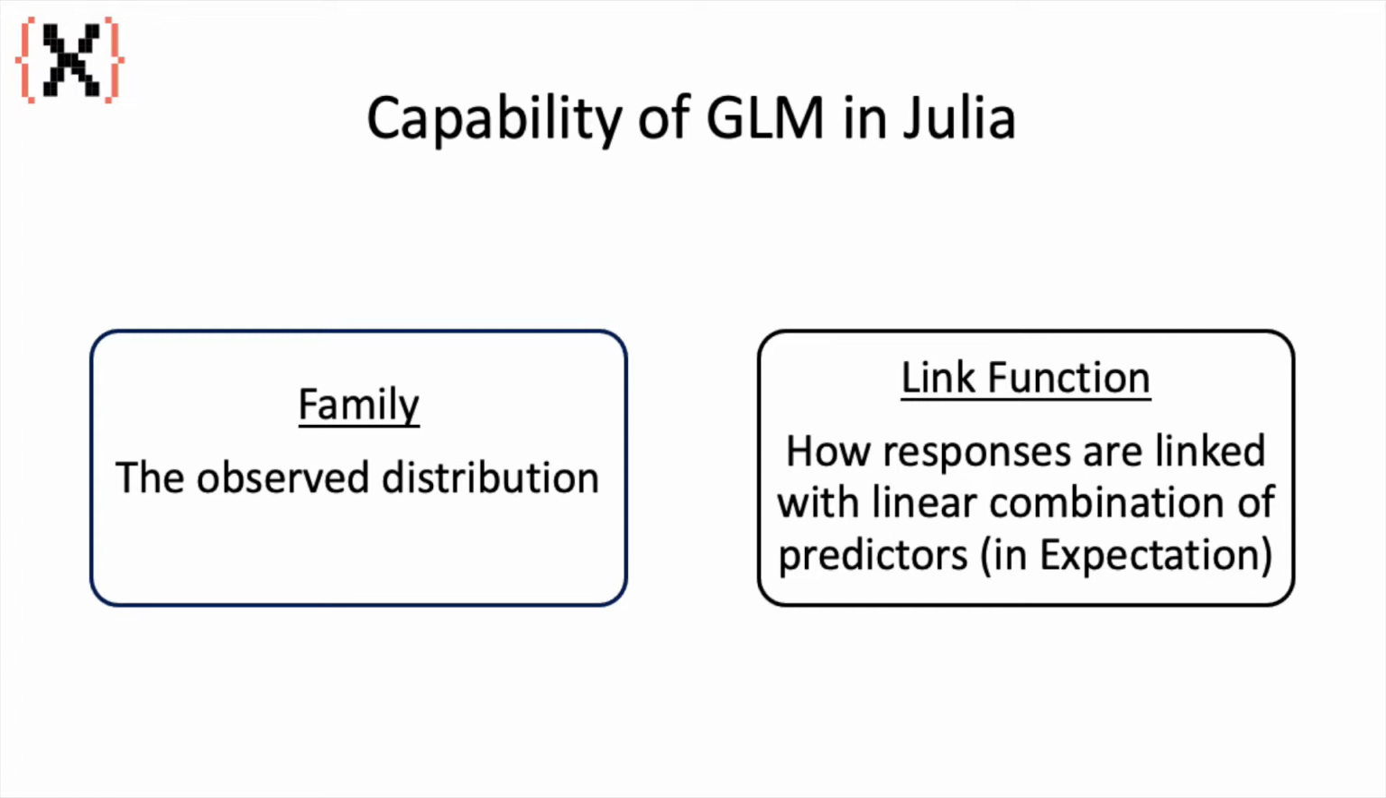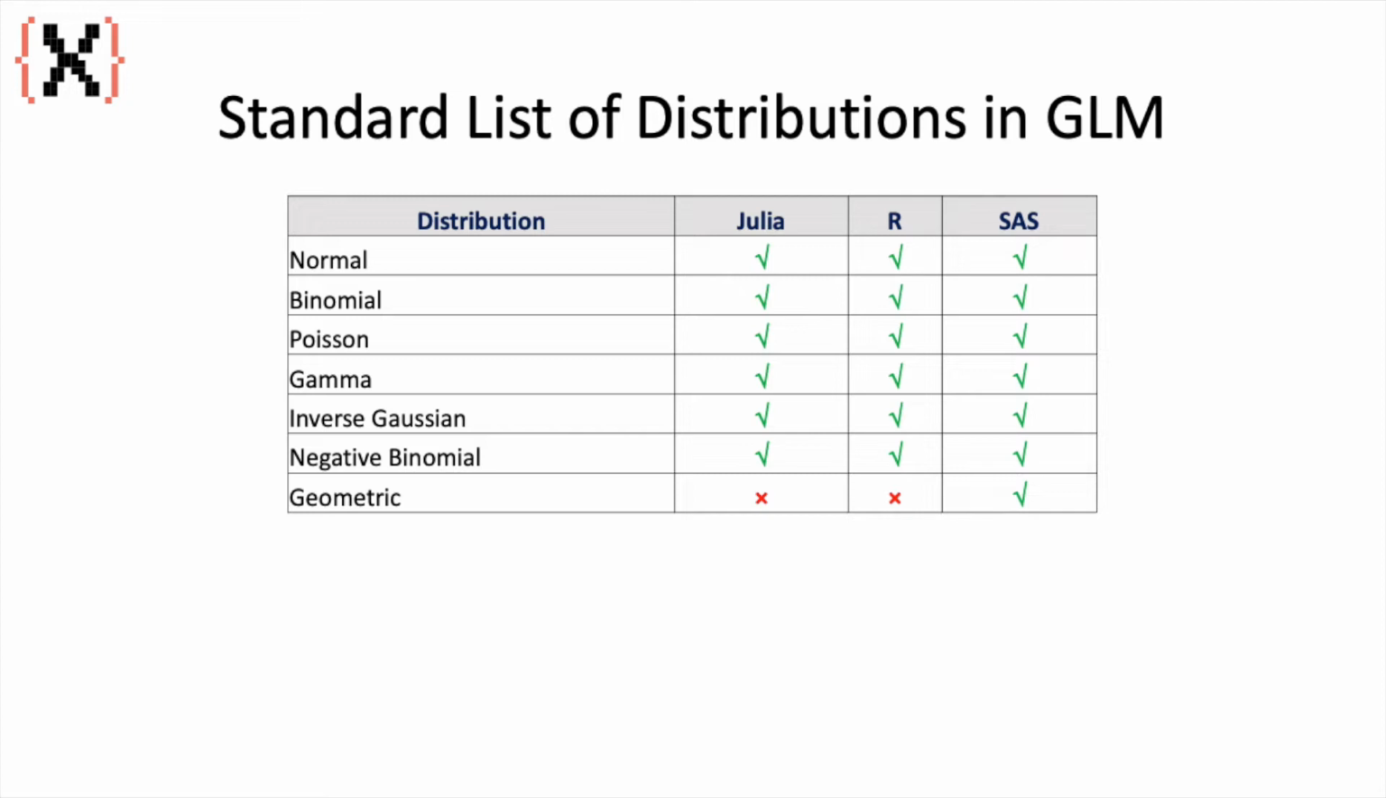Two main aspects of a generalized linear model are distribution family and link functions. Let's see where Julia GLM is positioned right now. Except geometric distribution, almost all one-parameter exponential distributions are available in Julia. But geometric distribution is a special case of negative binomial distribution, so one can do modeling with geometric distribution indirectly.